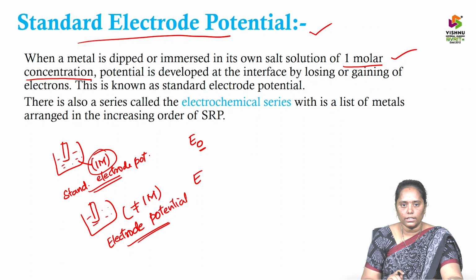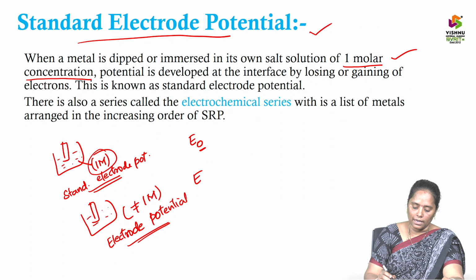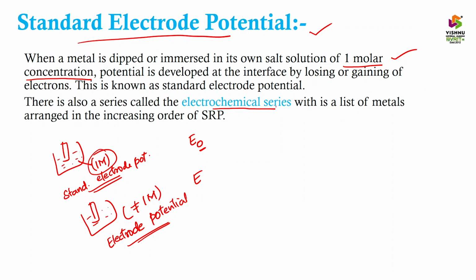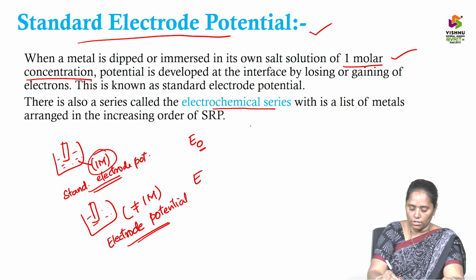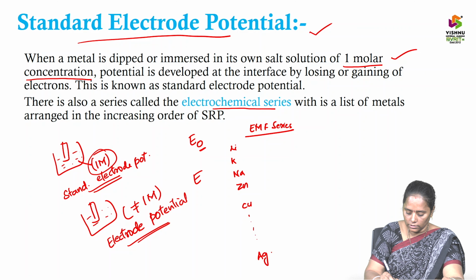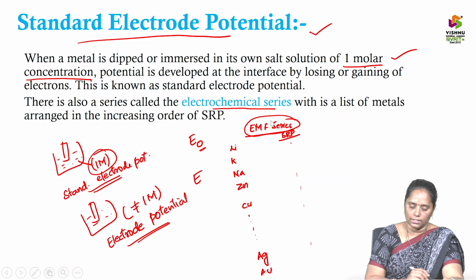For all kinds of metals, it may be zinc, lithium, potassium, the standard electrode potentials are determined and represented in a series, the electrochemical series. The electrochemical series consists of a list of metals: lithium, potassium, sodium, zinc, copper, silver, aurum, etc. All the metals with their standard reduction potentials are listed. The list is known as the EMF series.